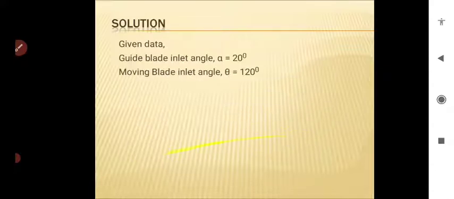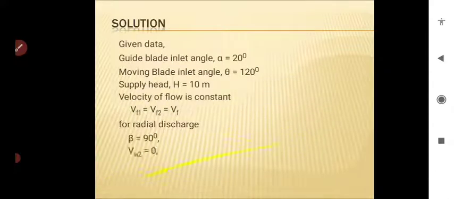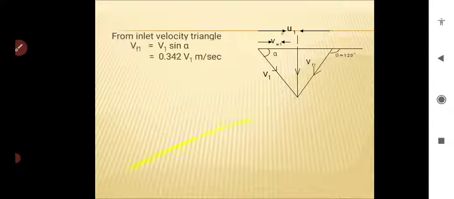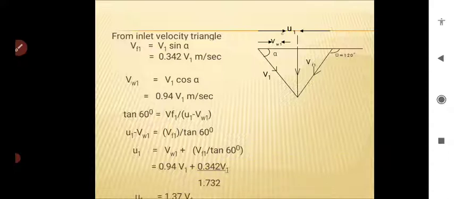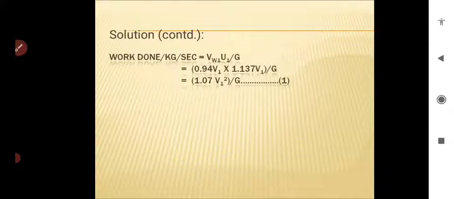Okay, this is the solution, but you have to solve it. These are the velocity triangles. From the inlet velocity triangle, you have to calculate Vf1 and Vw1 and U1. Work done per kg.